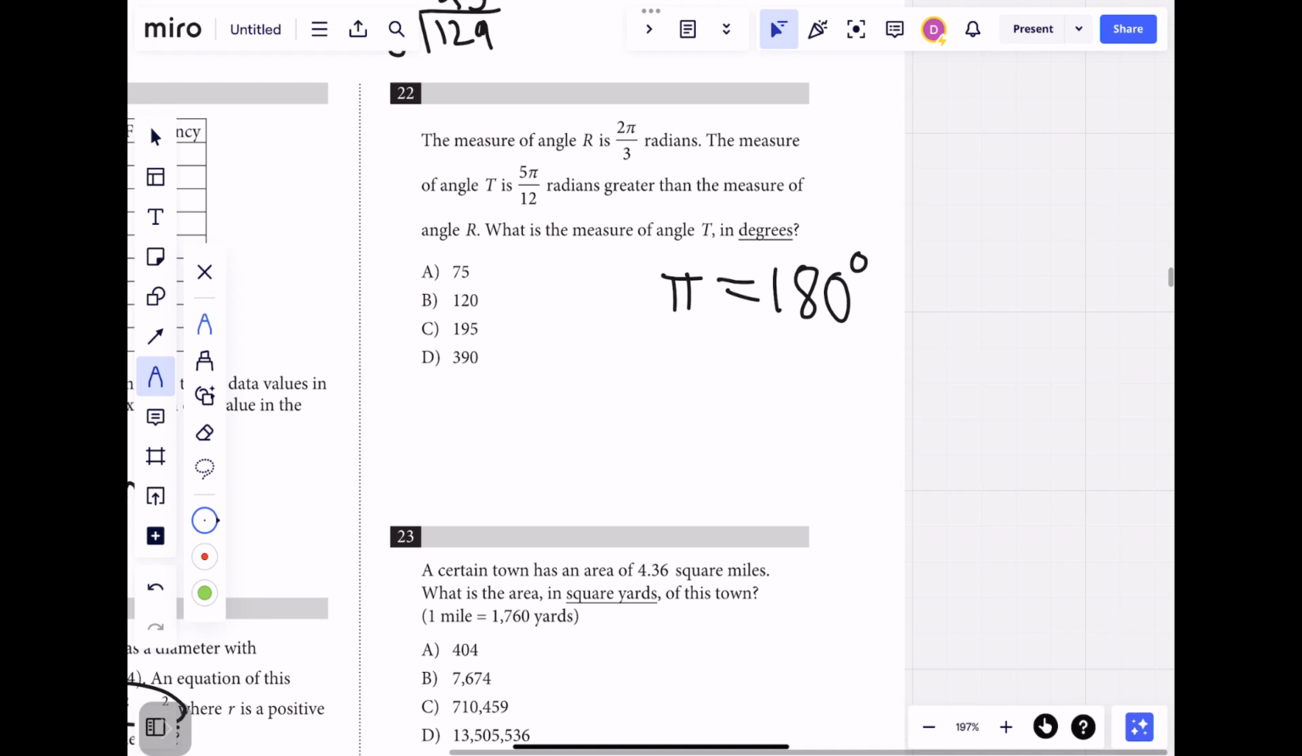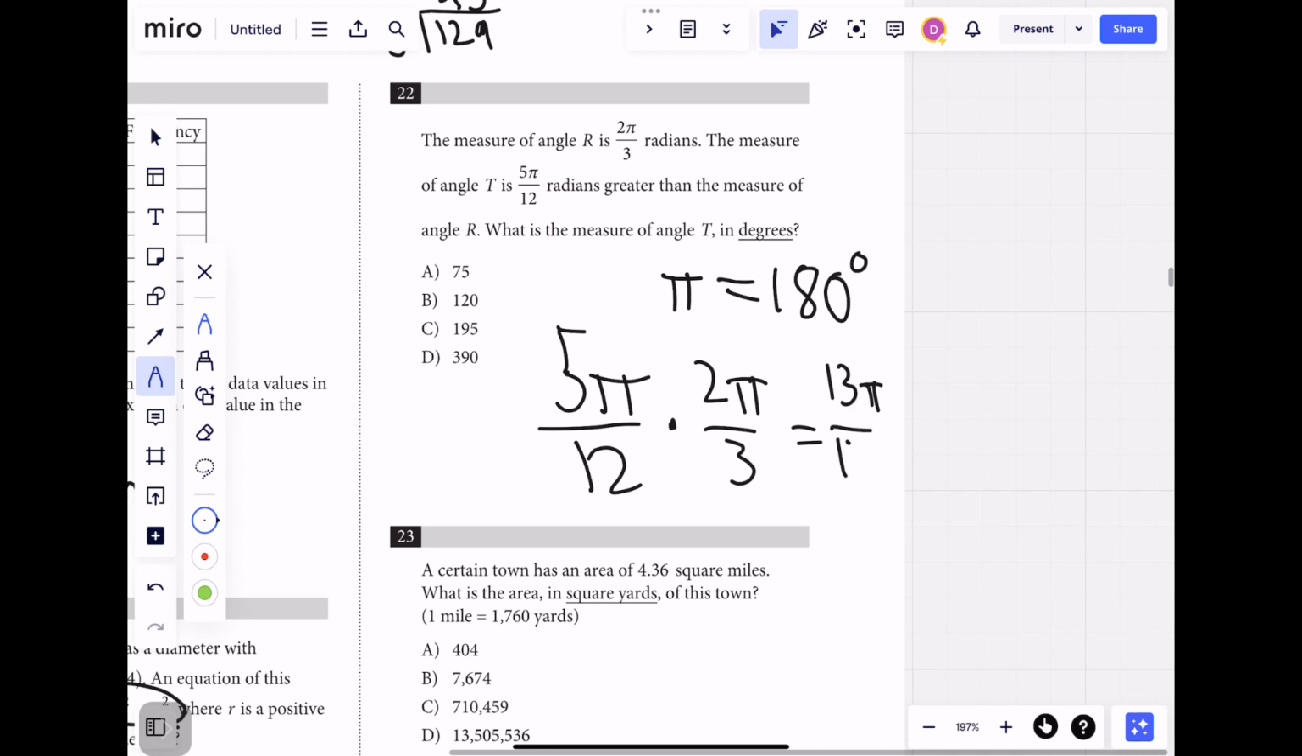Okay, so now that we understand that, we can add these together to find the total amount of radians, and that's going to be 13 pi over 12, and that's just over 1 pi. It's going to be about 1.1 pi roughly, and now that we know that pi is 180 degrees and it's just over 1 pi, it's going to be just over 180 degrees, or 195.